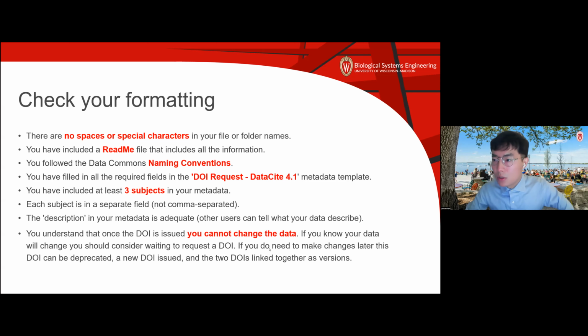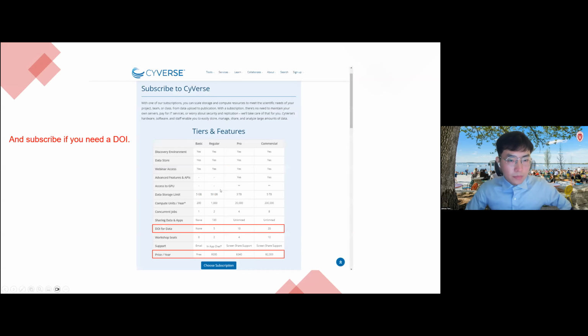So make sure your project data is in perfect shape before you submit your DOI request, right? If you really need a DOI, you need to pay for it. You need to pay at least $200 a year. It will give you at most 5 DOIs, 5 projects, 5 DOIs, and others can send to you.